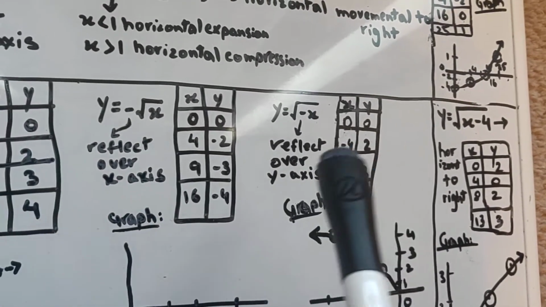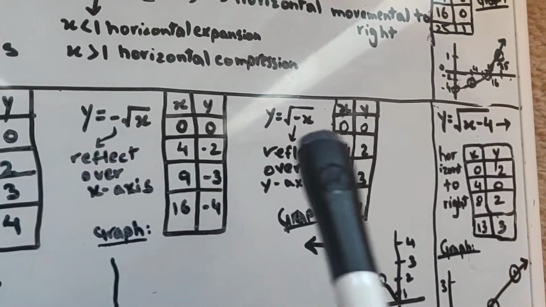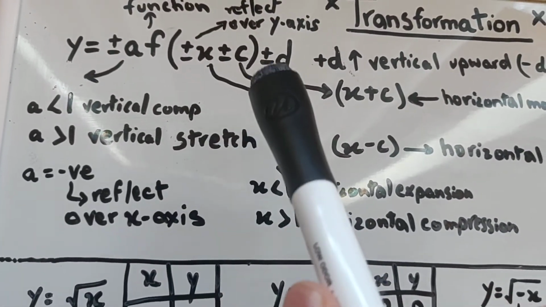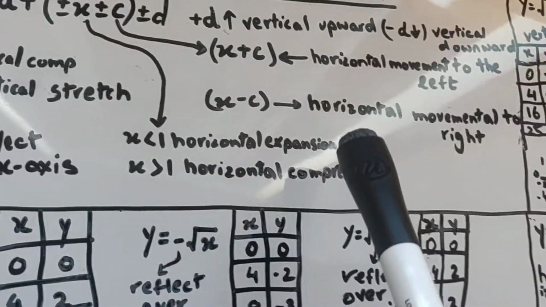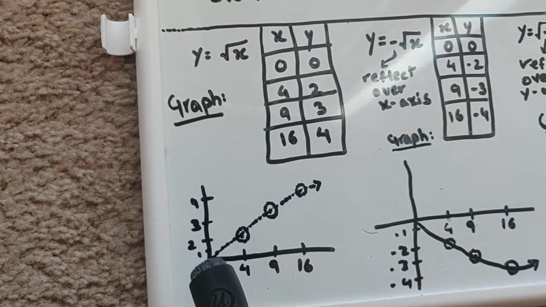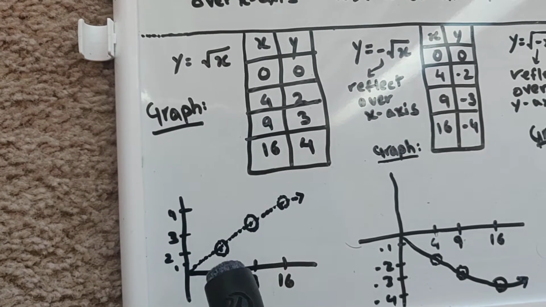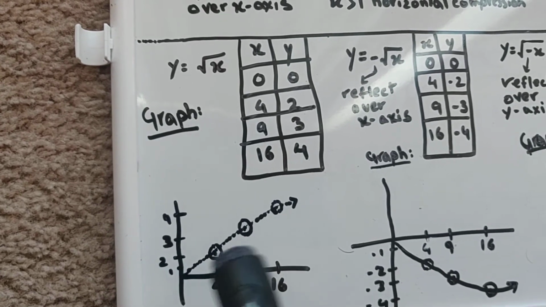Now it's easy. We want to know about the horizontal shift. For a horizontal shift, it should be x plus c, so it should be x minus 4. We have x minus 4, and we should know what the negative indicates. X minus c indicates horizontal movement to the right. So instead of starting from 0, it should start from 4, because it's 4 to the right.